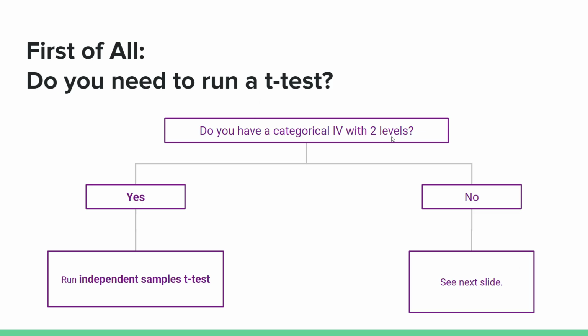So first of all, do you have an independent variable that is a categorical variable with 2 levels? So these are generally yes or no questions that we had in our data set. And if you answered yes, my independent variable is categorical and has 2 levels, then you will want to run an independent samples t-test. If you said no, then let's go to the next slide.